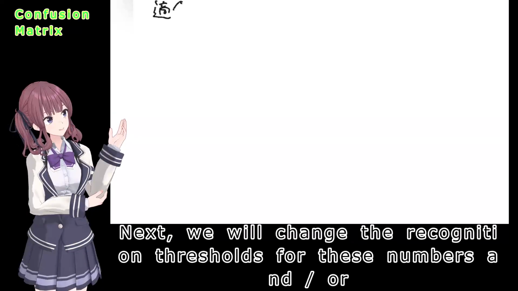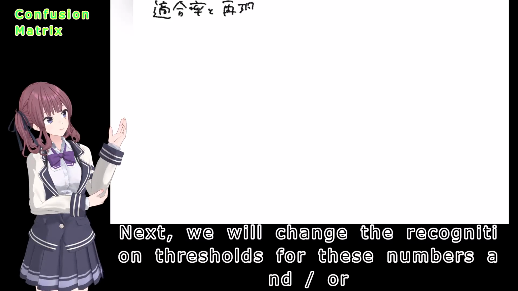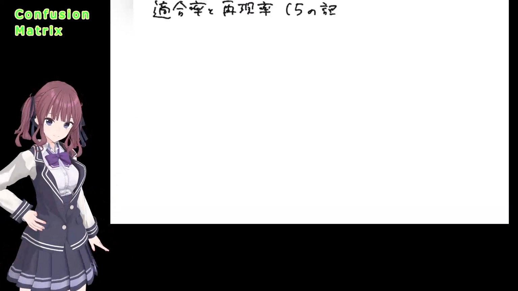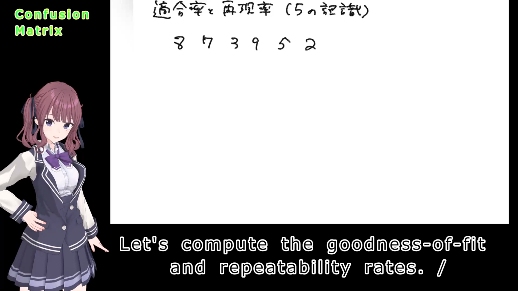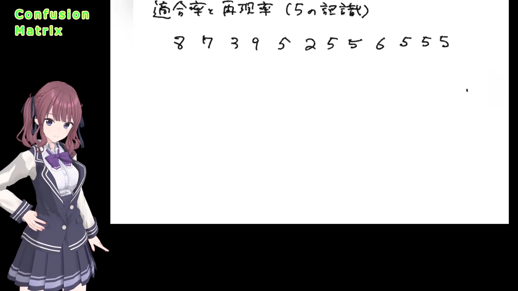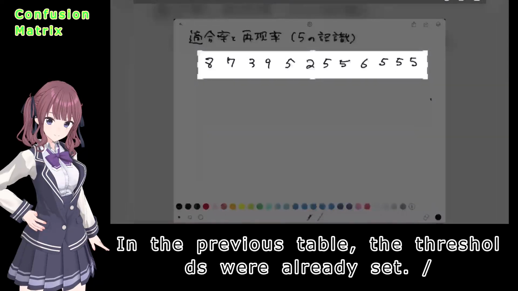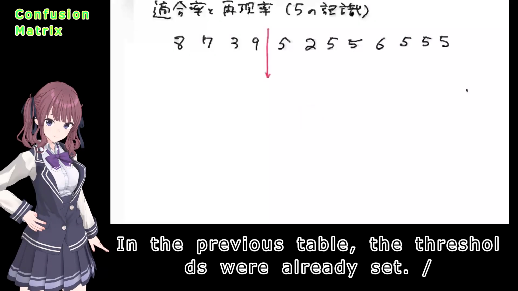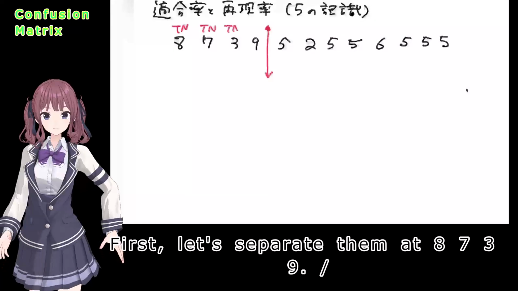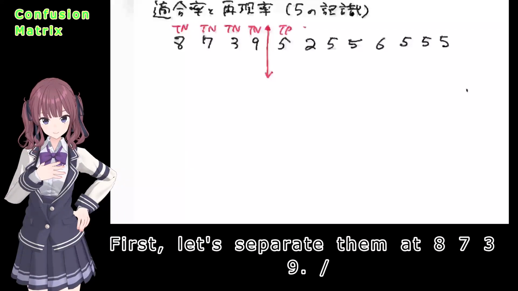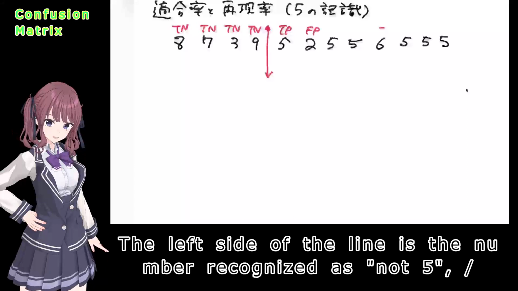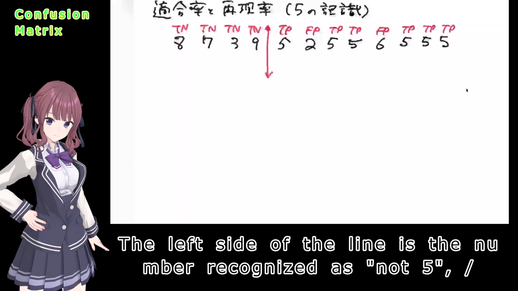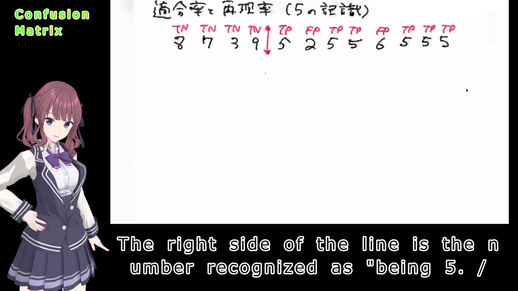Next, we will change the recognition thresholds for these numbers and compute the goodness of fit and readability rates. In the previous table, the thresholds were already set. First, let's separate them at 8, 7, 3, 9. The left side of the line is the number recognized as not 5. The right side of the line is the number recognized as being 5.